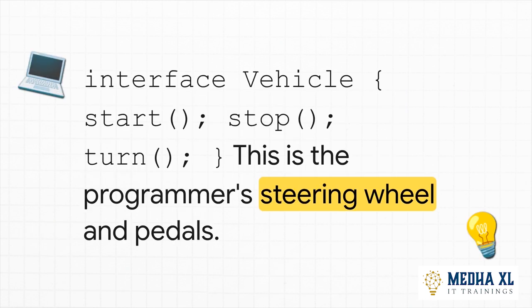And here's what that looks like in actual code. It's beautiful, right? We've made an interface called Vehicle. This is a guarantee. It says that anything that wants to call itself a vehicle, doesn't matter if it's a car, a motorcycle, even a spaceship, it has to have a way to start, stop, and turn. This right here, this is our digital steering wheel and pedals.